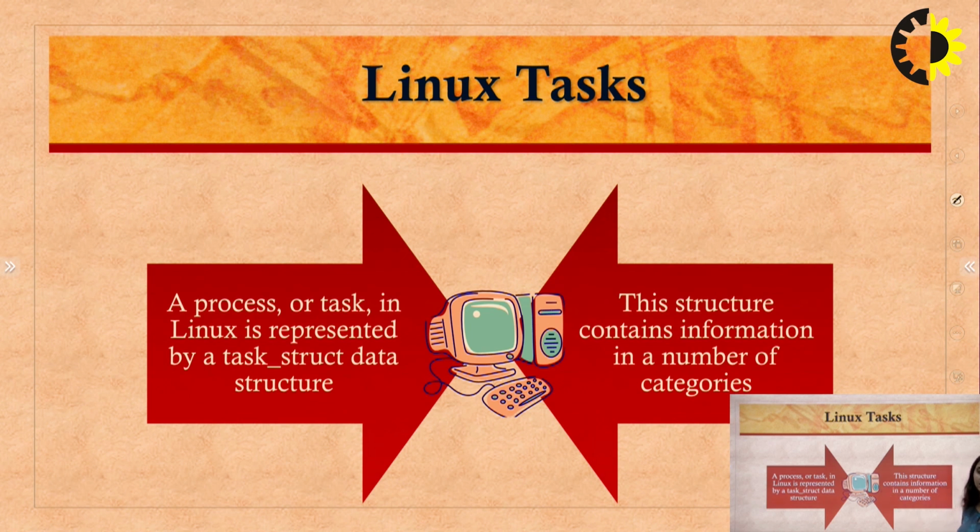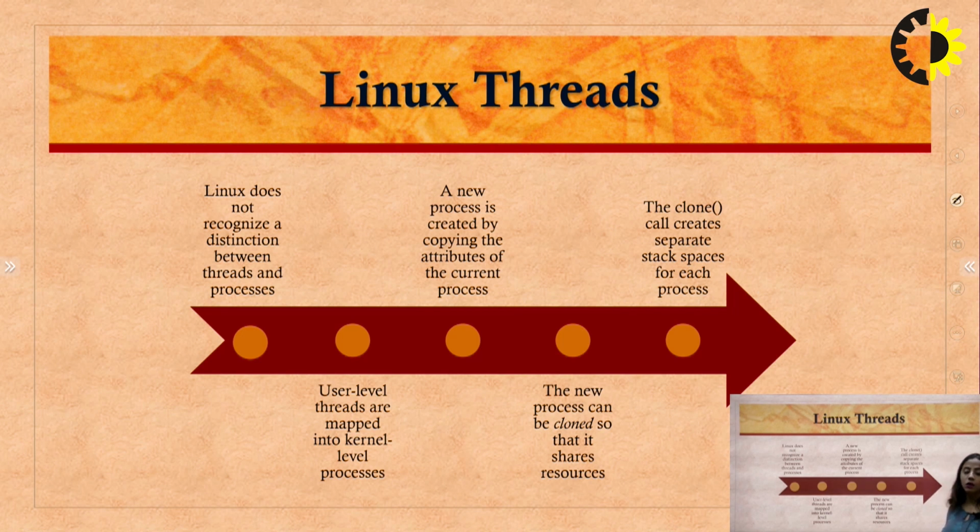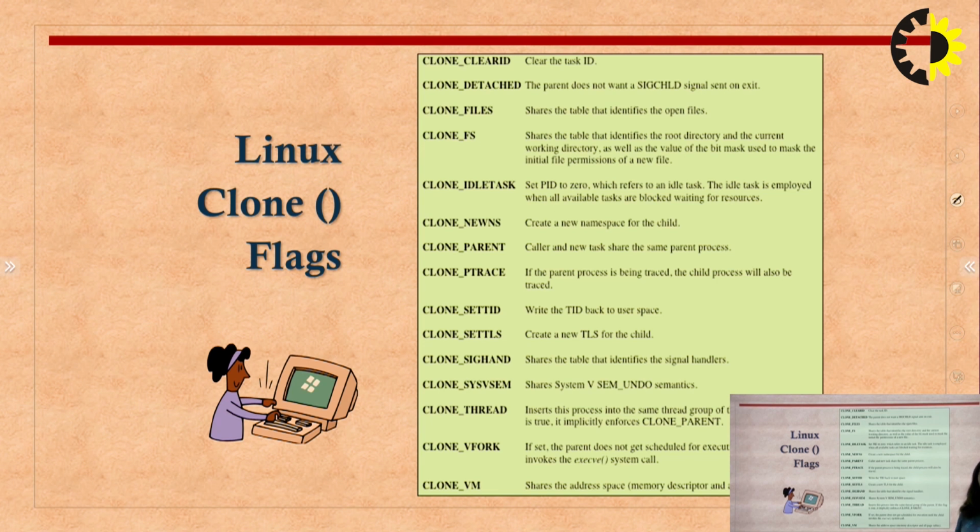Now, this is a Linux task. A process or task in Linux is represented by a task struct data structure. The structure contains information in a number of categories. Now, you can see this is the Linux process or thread model. What are Linux threads? Linux does not recognize a distinction between threads and processes. A new process is created by copying the attributes of the current process. The clone call creates separate stack spaces for each process. User level threads are mapped into kernel level processes. The new process can be cloned so that it shares resources. Now, these are the Linux clone flags.